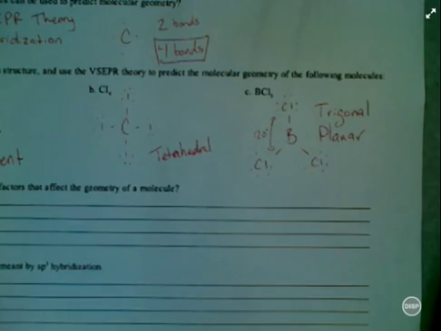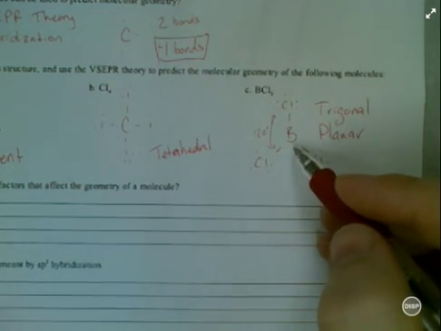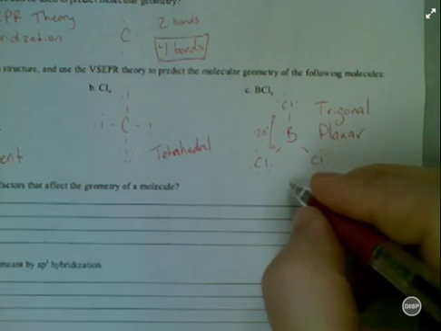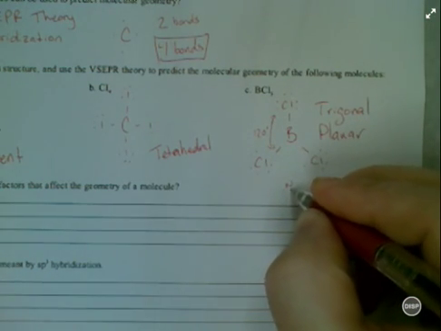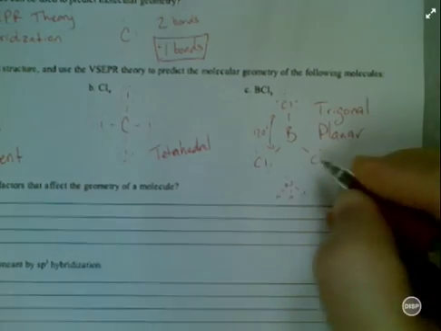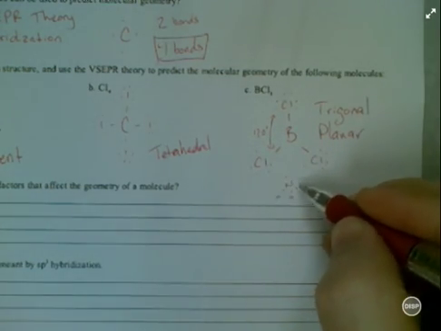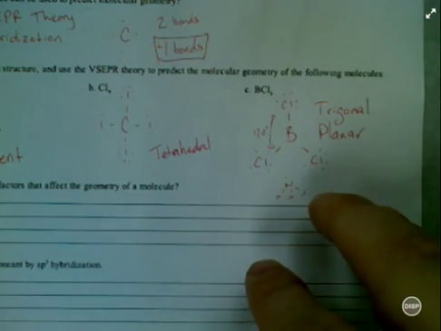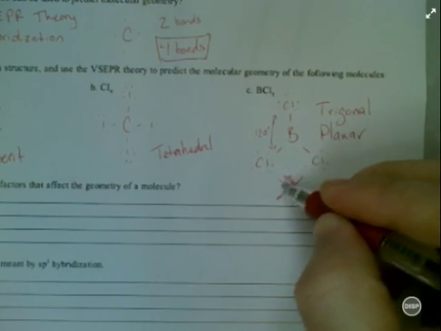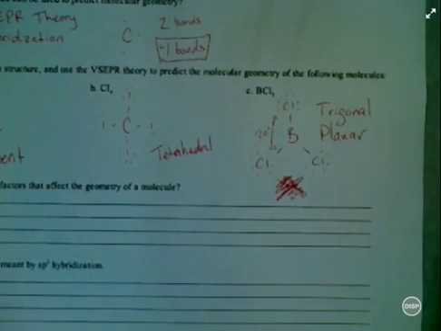Trigonal planar. Now, if for some reason this boron did have a lone pair, for example, if this was NH3, and we make this structure, and we see that there's a lone pair, this lone pair is going to push these three down in three-dimensional space to create a trigonal pyramidal shape. But again, that's not what we see because we don't have that lone pair on the central atom.